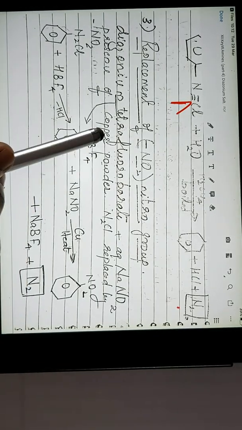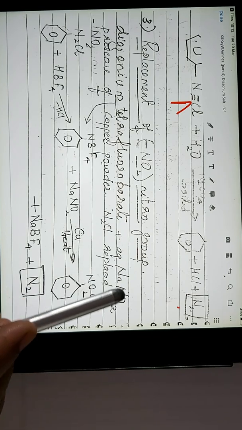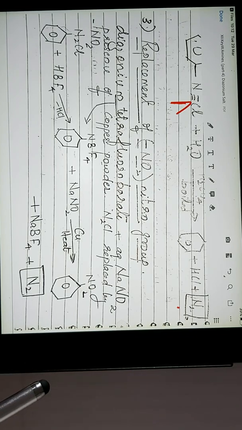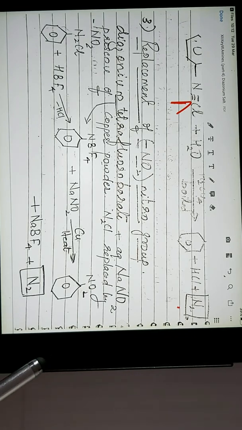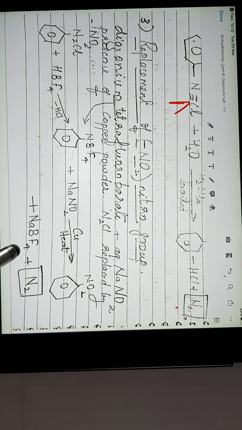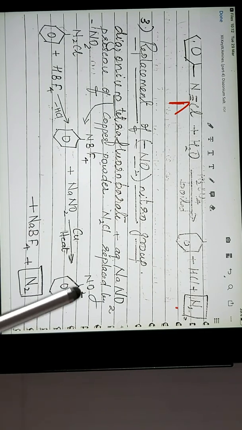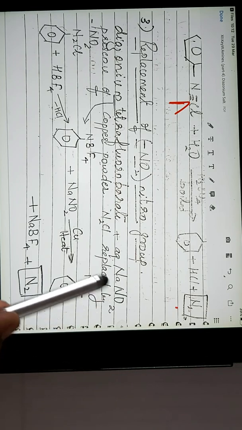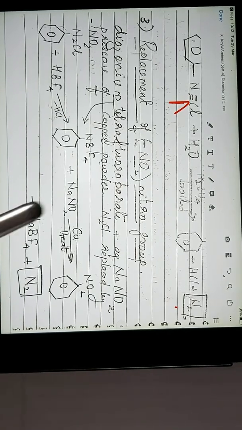So that is the intermediate product, and then it is treated with an aqueous solution of sodium nitrite in the presence of copper powder. Again, what will happen? The sodium will take the BF4 from here, and then the nitro unit will get attached over here and the nitrogen will be removed from it. So that's about it, just note it once more.